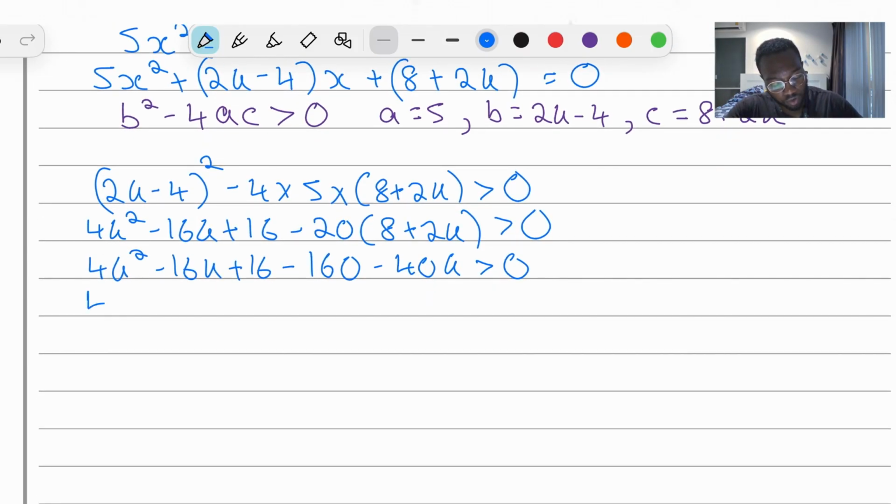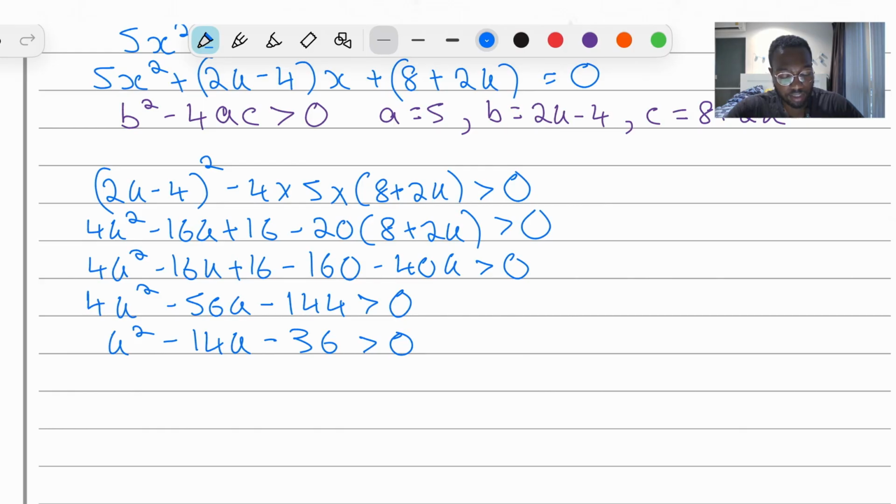Now we have a 4k squared. We have a minus 16k minus a 40k, that's minus 56k. And then we have a 16 minus 160, that is minus 144. We know that must be greater than 0, okay? Now, luckily for us, this does simplify down. Everything can be divided by 4. So, therefore, we get a k squared minus a 14k, and that is minus a 36, and that is greater than 0.